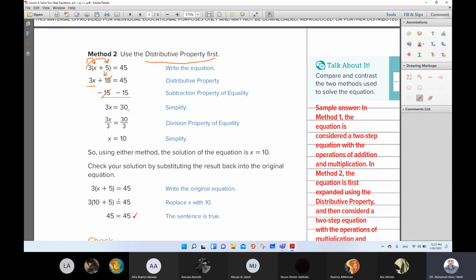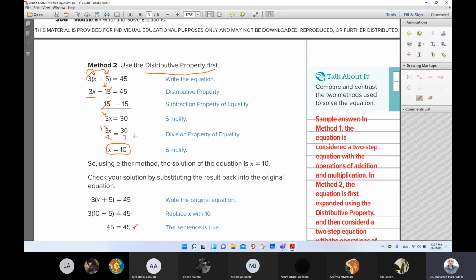Now we have this equation. To solve this equation, we want to remove the coefficient 3 from this side. So you can divide the two sides by 3. 3x divided by 3 equal 30 divided by 3. 3 divided by 3 equal 1. 1x means x. Equal 30 divided by 3 will be 10. So x equal 10. The solution.